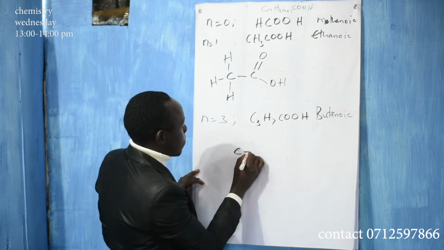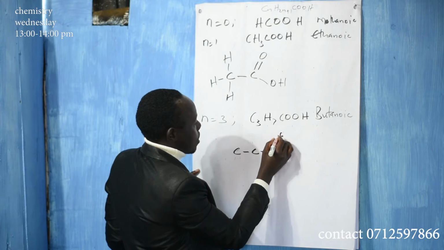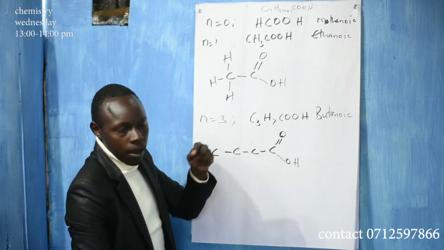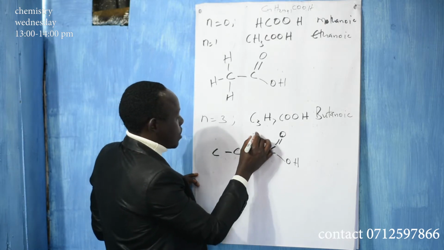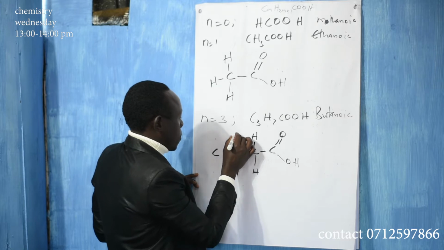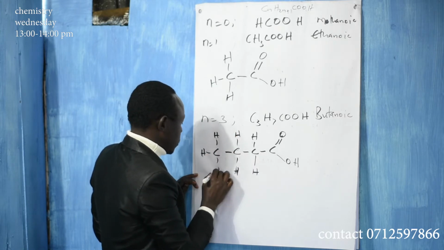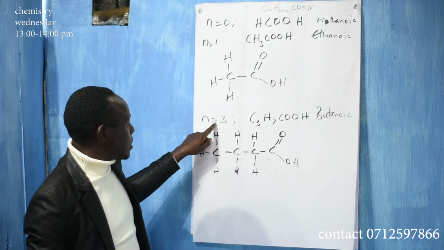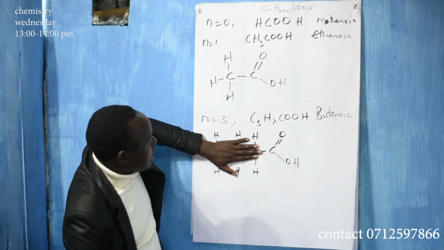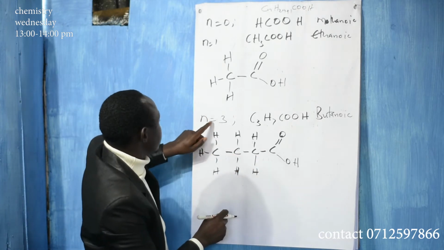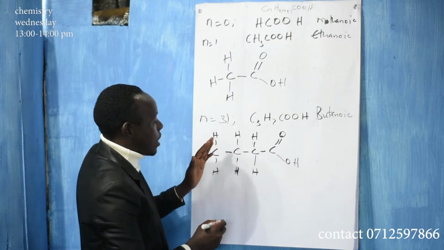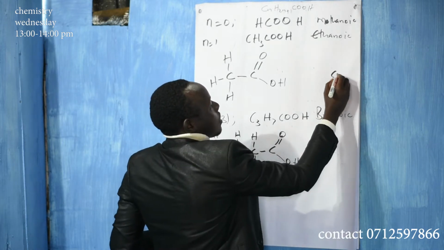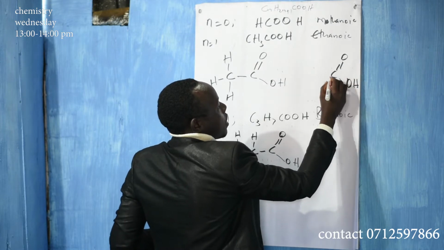Now, this is 1, 2, 3, and then the COOH, so in total you have 4 carbons. So 1, 2, 3, 4, and then H there. So this one is butanoic because it has 1, 2, 3, 4, but we are saying n is equal to 3. We don't count that, so somebody else may say n is equal to 4. This n is equal to 3, and it represents the alkyl group. This is the alkyl. So the functional group, as we saw previously, is COOH. This is the functional group.